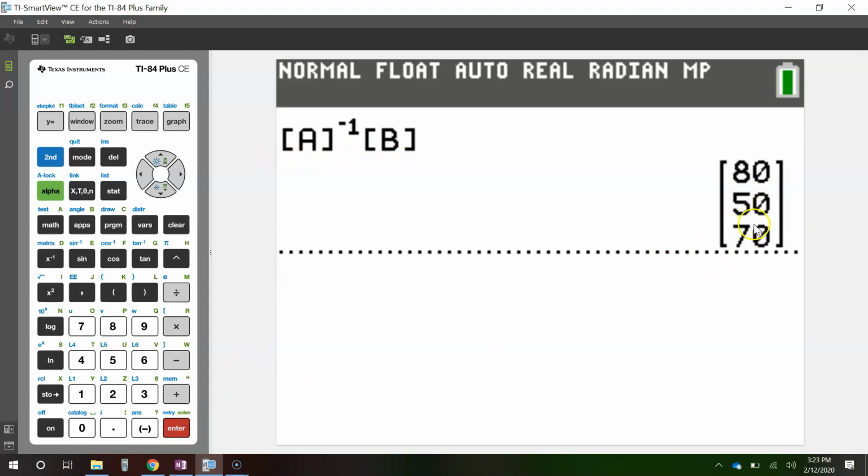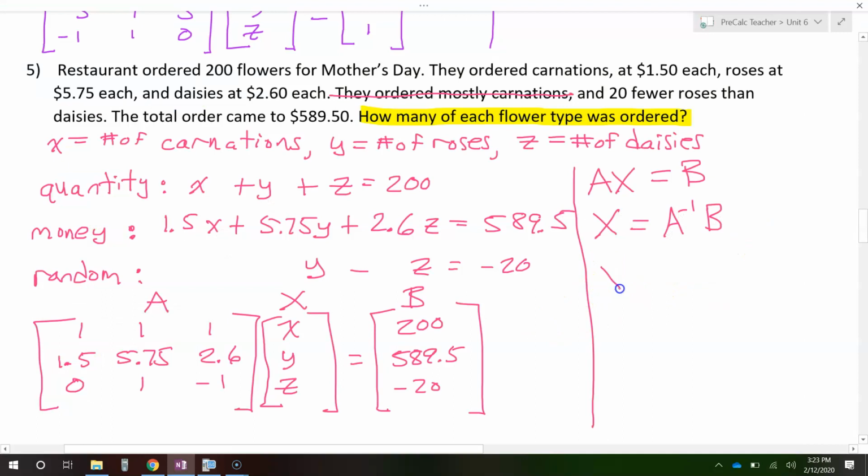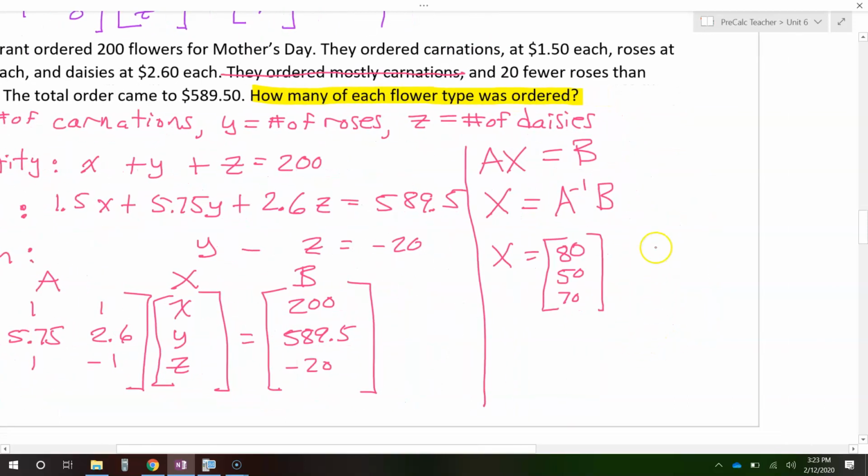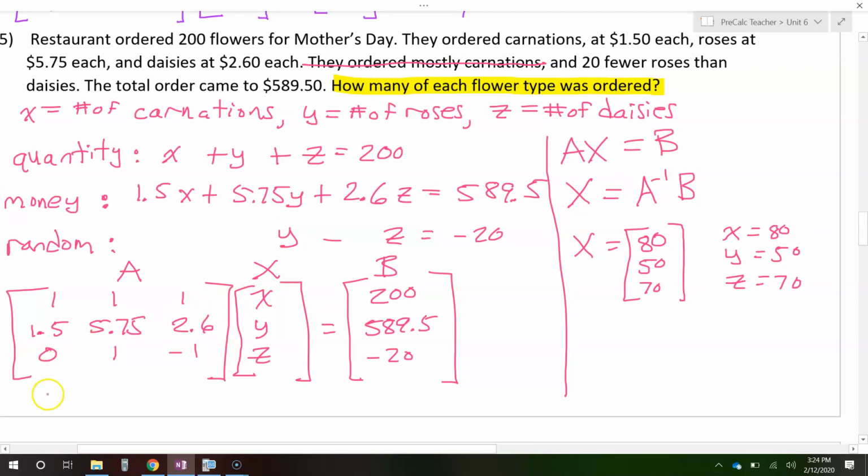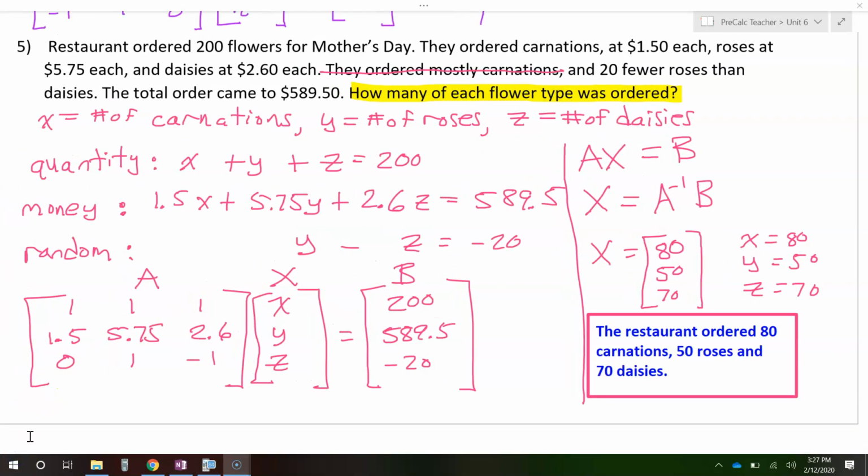So these are the answers, 80, 50, and 70. Okay, so of course that means that x equals 80, y equals 50, and z equals 70. But for full credit, you cannot leave it like this. If it's a word problem, you have to answer in words. So again, for full credit, your final answer has to be like this. The restaurant ordered 80 carnations, 50 roses, and 70 daisies. If it's a word problem, your final answer should be a sentence.